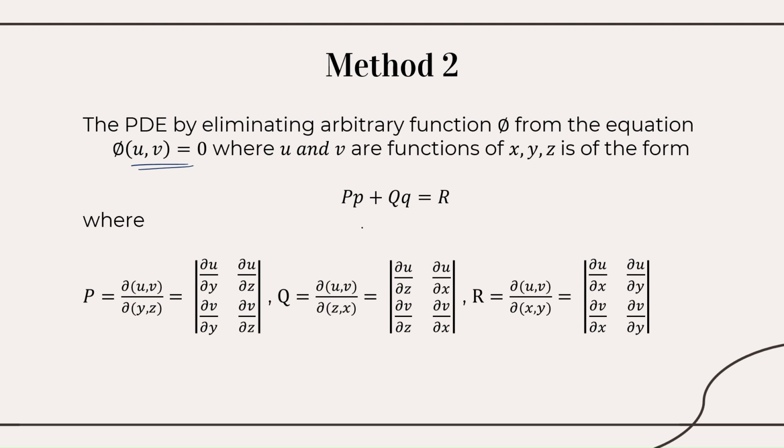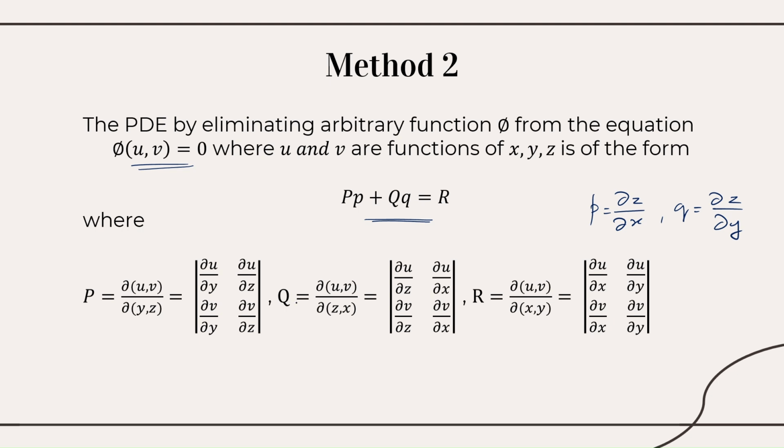That partial differential equation is of the form capital P small p plus capital Q small q is equal to capital R, where capital P, capital Q and capital R are denoted as given below, where small p and small q are the usual notation, that is, small p is nothing but dou z by dou x and small q is nothing but dou z by dou y. While eliminating this arbitrary function phi, finally the partial differential equation we are going to get is of the form Pp plus Qq is equal to R.